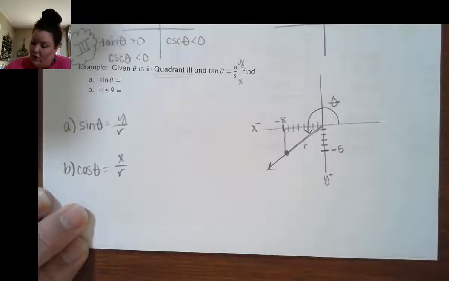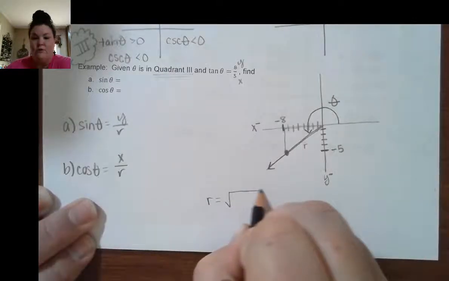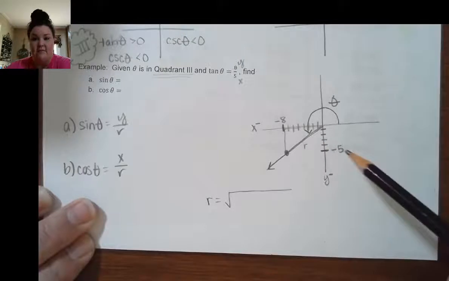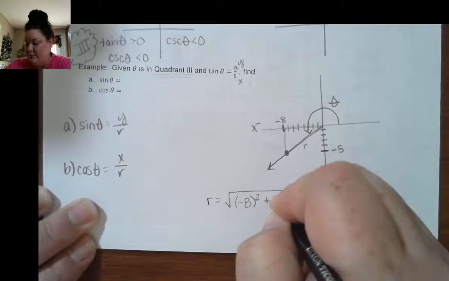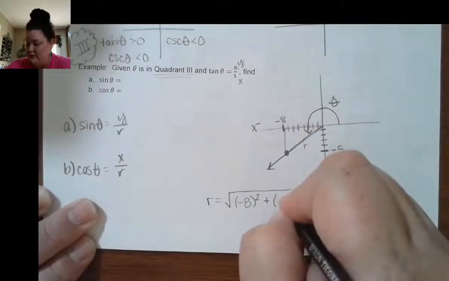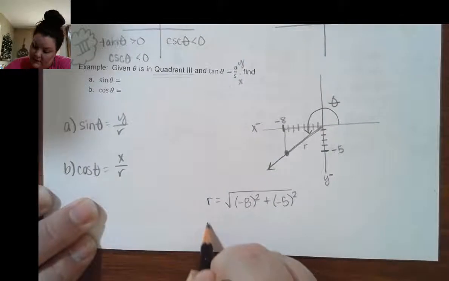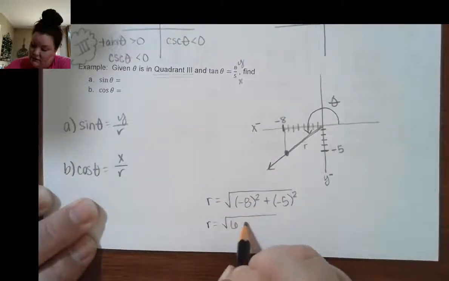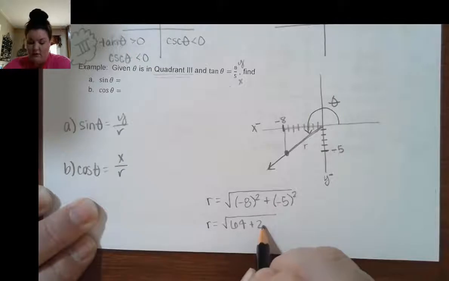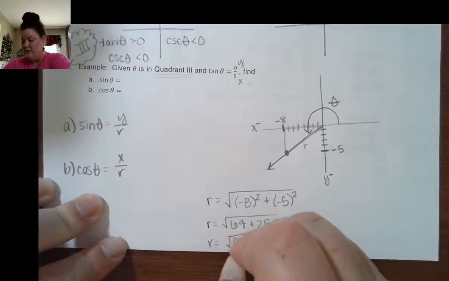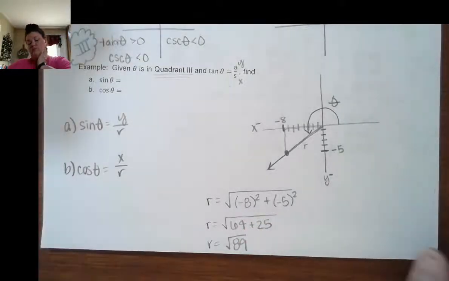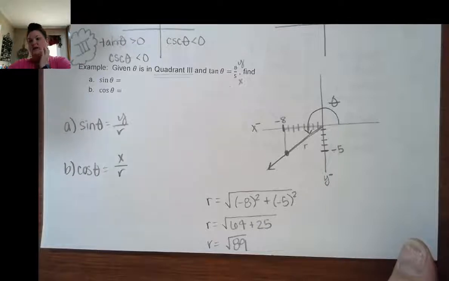So remember, r we can find by doing the square root, and then we square our x and our y's and add them together, right? So x squared would be negative 8 squared plus our y value, so negative 5 squared. So this tells me that r is equal to the square root of 64 plus 25, which gives me what? The square root of 89. And I don't think that simplifies, because 89 would be what? 17, 8. It's not even.